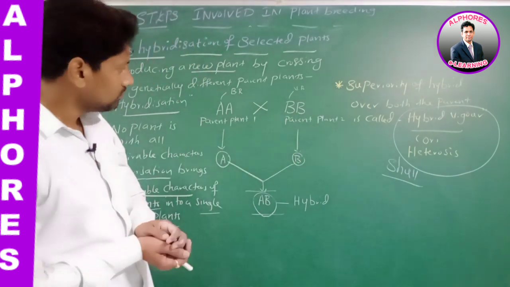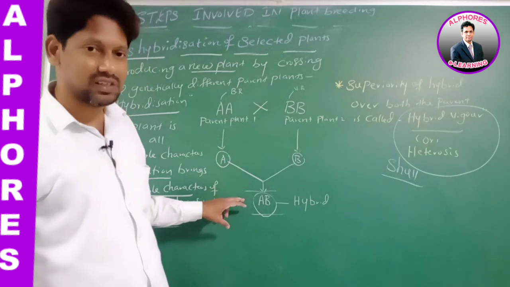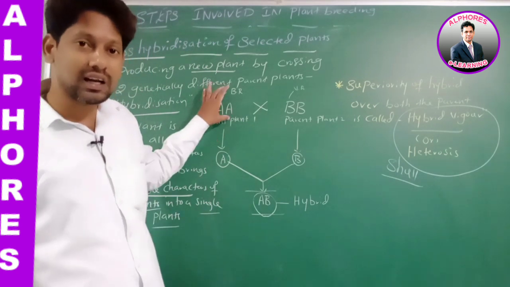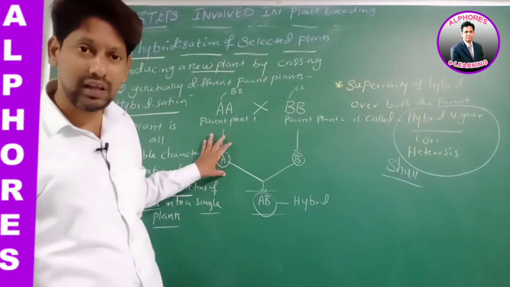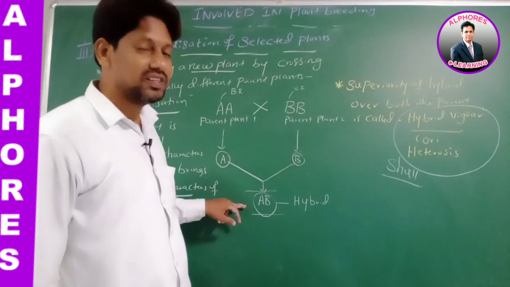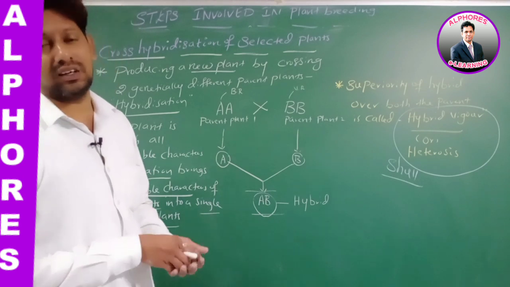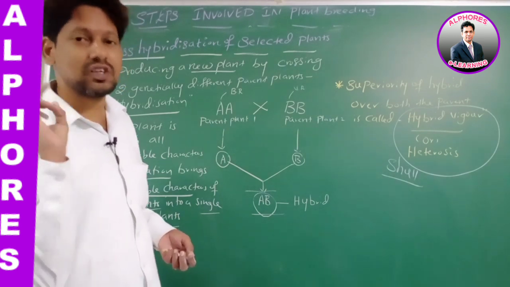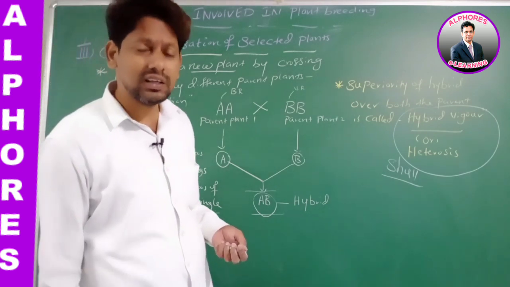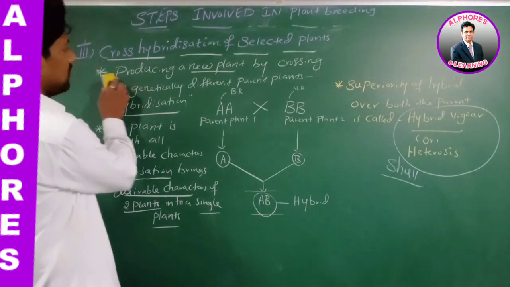Now listen to this statement. Sir, if we make a cross, can we expect 100% a plant having desirable characters of both the parents? No. If you make 100 to 1000 crosses, you will get one plant which has desirable characters of both the parents. Very often more than one plant is obtained having desirable characters of both the parents. Is this statement okay?